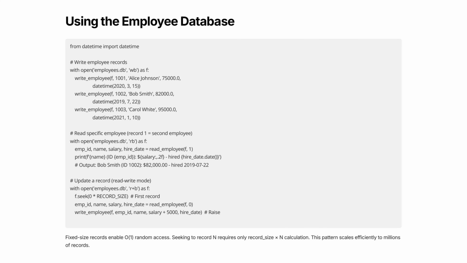Using fixed-size records in our employee database allows efficient O(1) random access. Writing records involves specifying details like ID, name, salary, and hire date. Reading a specific record, such as Bob Smith's, demonstrates this efficiency. Updating records, like giving a raise, is straightforward by seeking the correct position and modifying the data.